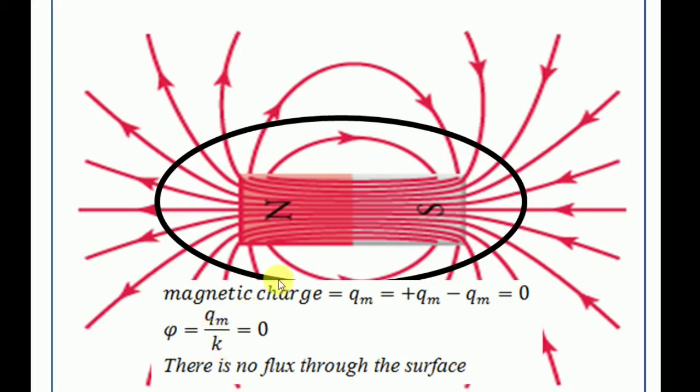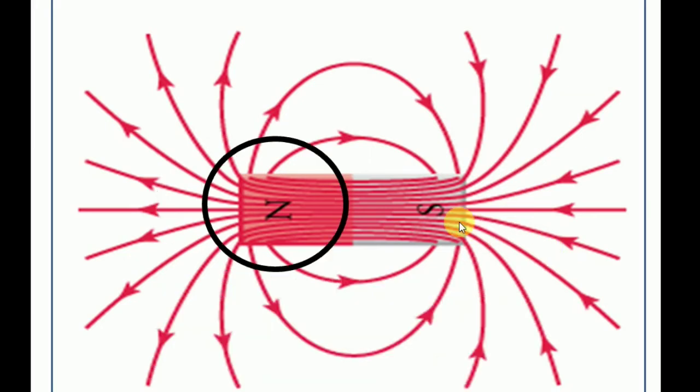So I'm just writing another constant because we are dealing with magnetism this time, so I'll not use epsilon naught, so this K is a different constant. So out here also there is no flux, that means the number of lines coming out from this side is equal to the number of lines entering from this side, so there is no flux.